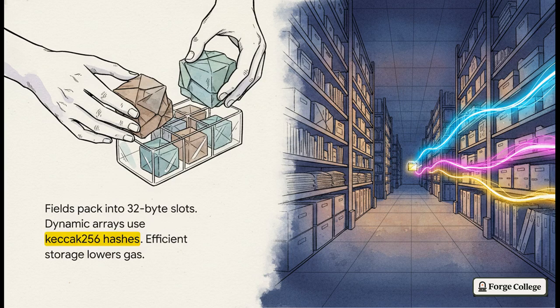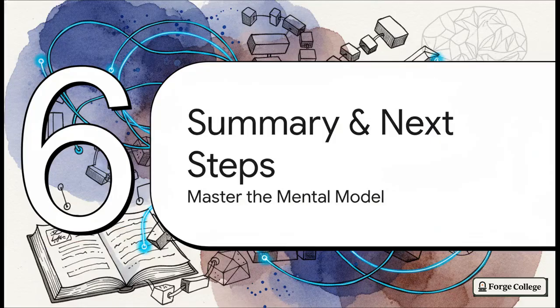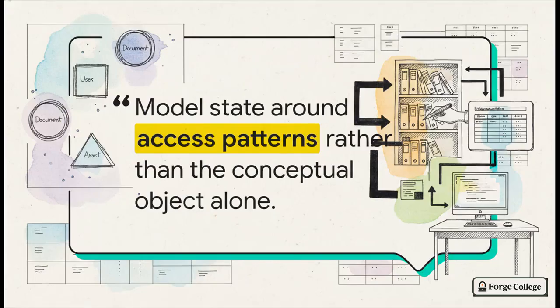You have to account for these mechanics for sure, because messy storage leads to super high gas fees for your users. Section 6, Summary and Next Steps. Let's master this mental model. If you take away literally only one thing from this explainer, it should be this golden rule. Model state around access patterns rather than the conceptual object alone. What does that actually mean? Well, it means you shouldn't just create a struct because it feels right aesthetically. You must always decide between structs and arrays based on how you and your contract are actually going to read, write, and look up the data.